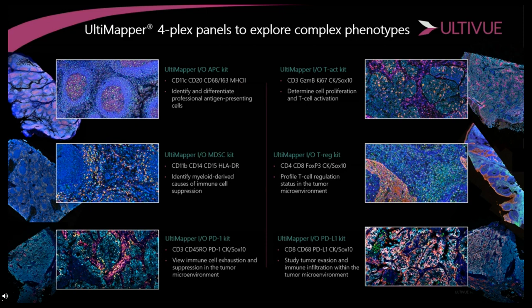So this slide summarizes the initial LTV offering of the in Duplex technology. Here you see different Ultima Per kits that are all 4-plex kits that include a different combination of markers that allow to explore complex phenotypes and allow to answer specific biological questions on the tumor microenvironment. For example, there is a kit that looks around antigen-presenting cells or myeloid derived suppressor cells, or also activated T cells, regulatory T cells, but also phenotypes along the PD-1 and PD-L1 axis.